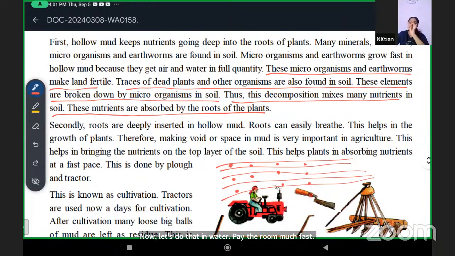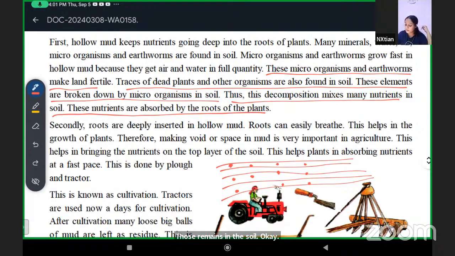And now, various animals die on the land, and plants also die on the land. So microorganisms eat them up and help those dead remains to become soil, and then the nutrients of those remains are absorbed in the soil.